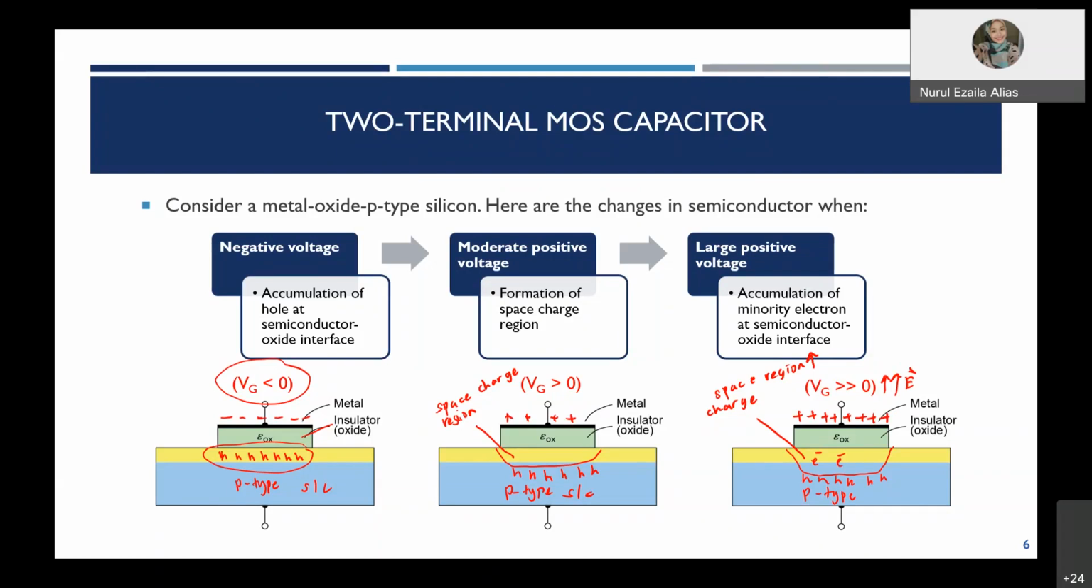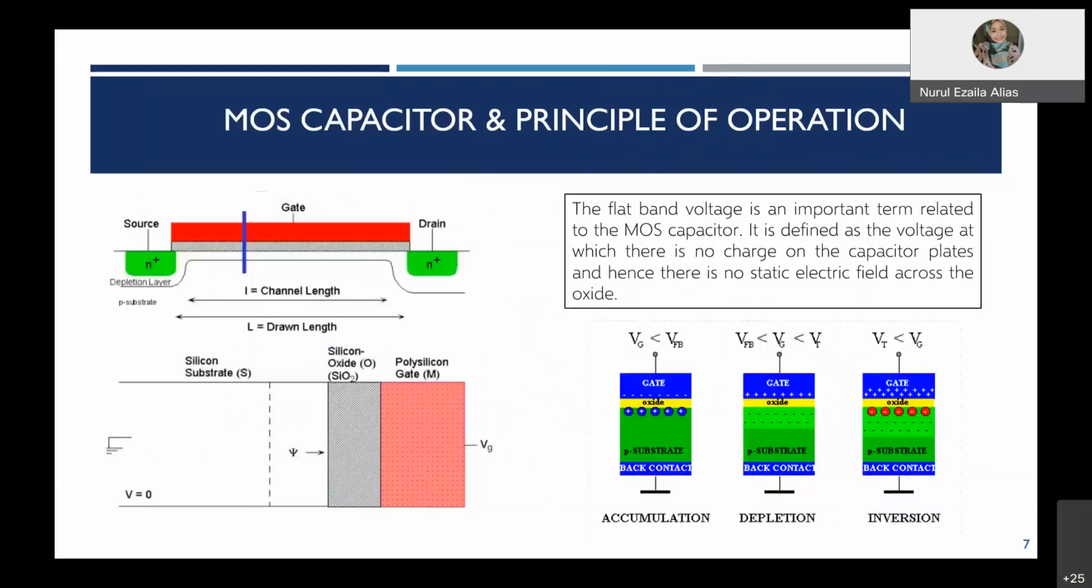From this explanation, we know that there are three cases of voltage applied to the MOSFET. First, when you apply a negative voltage. Second, when you apply a positive voltage. And third, when you apply a larger positive voltage. This is the MOS capacitor and its principle of operation, which is basically the same as what I explained in the previous slide.